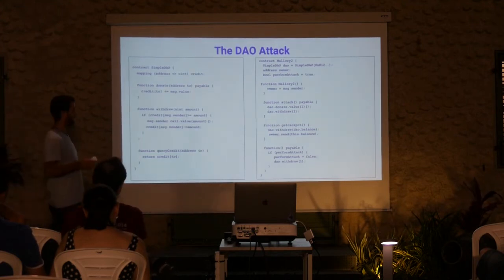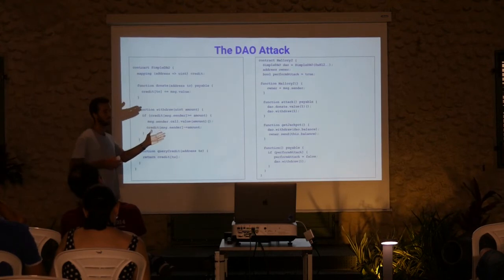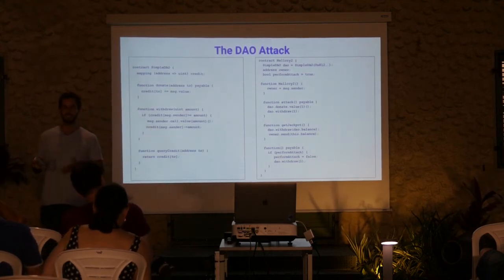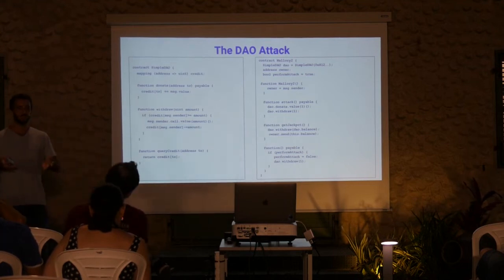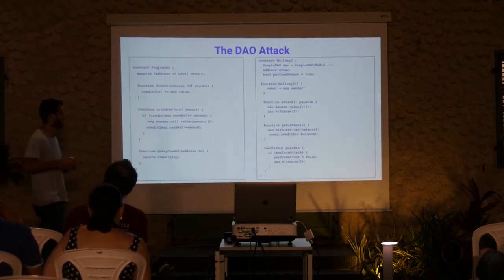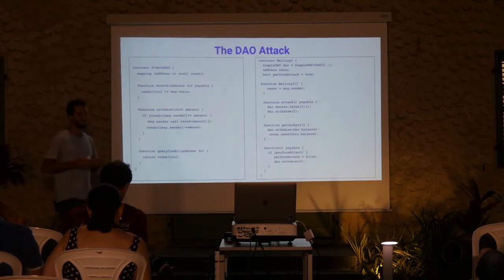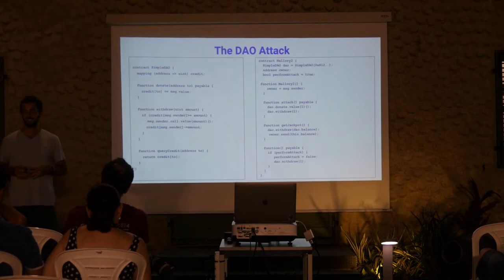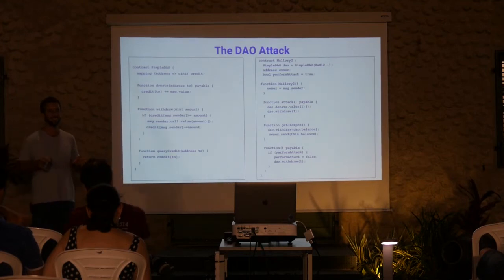After that, we will just use the getJackpot function and withdraw all the DAO balance, because the DAO balance is less than infinity. Right? Great.